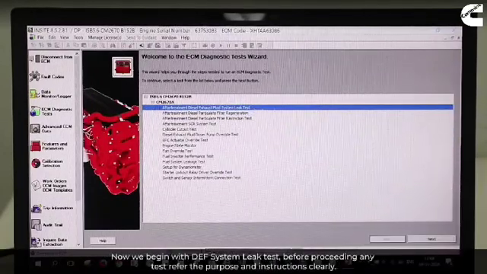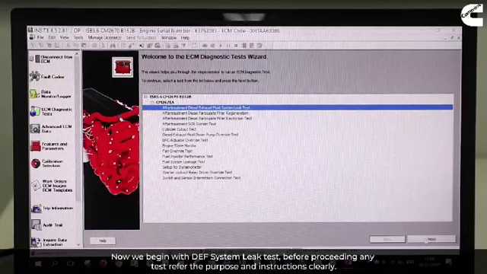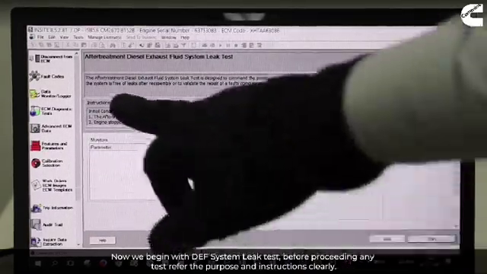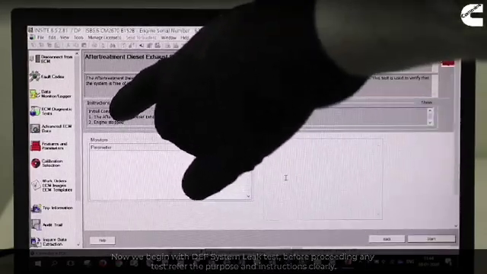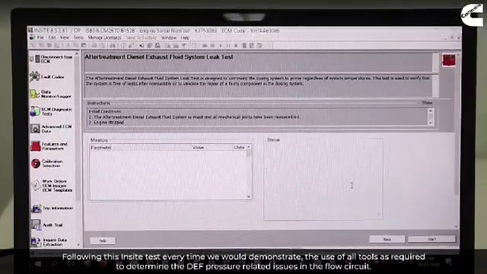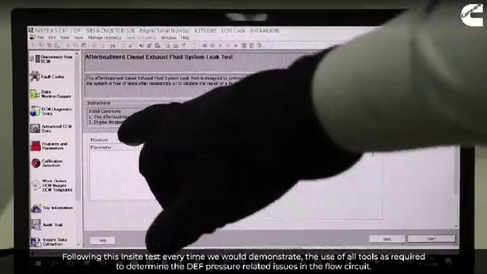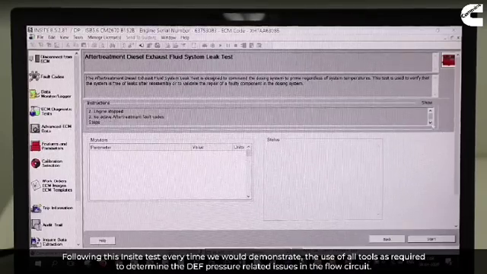Now, we begin with the after-treatment diesel exhaust fluid system leak test. Before proceeding with any test, refer to the purpose and instructions clearly. Following this INSITE test every time, we would demonstrate the use of all tools, as required to determine the DEF pressure related issues in the flow circuit.